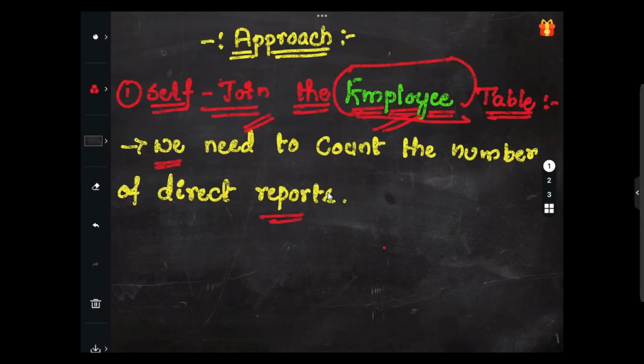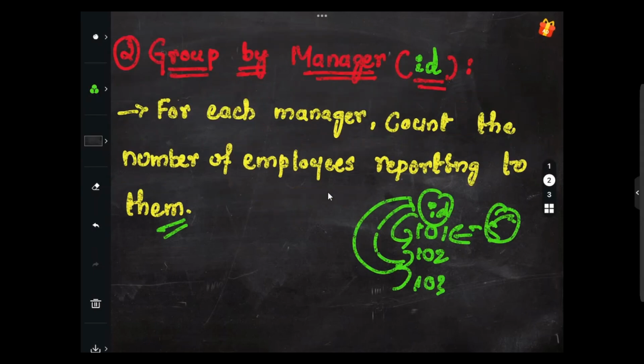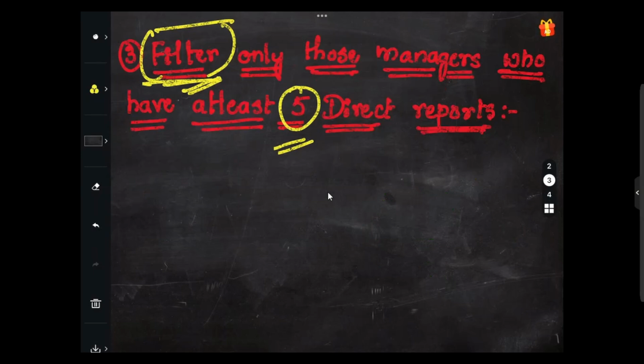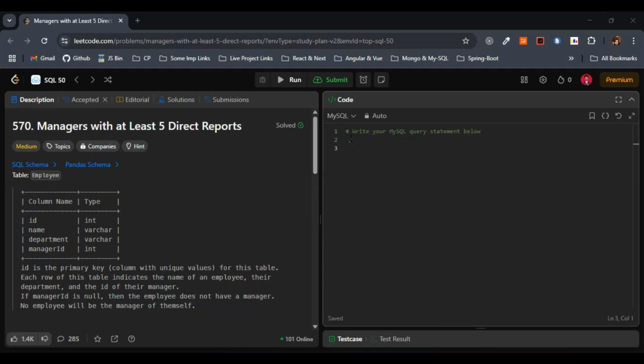First step here is we'll self join the employee table. Then the second step is we'll group by manager ID, and the third step is we will filter only those managers who have at least 5 direct reports, right? So now we know the approach, so it will be easier to write the query. Let's start writing the query.